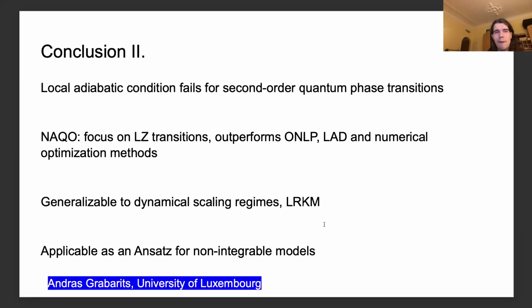We generalize to real systems where really important or interesting topological phases are separated by quantum phase transitions. They were the long-range Kitaev models, and we also showed how it can be applied as an ansatz for a non-integrable model. So that's the end of my talk.